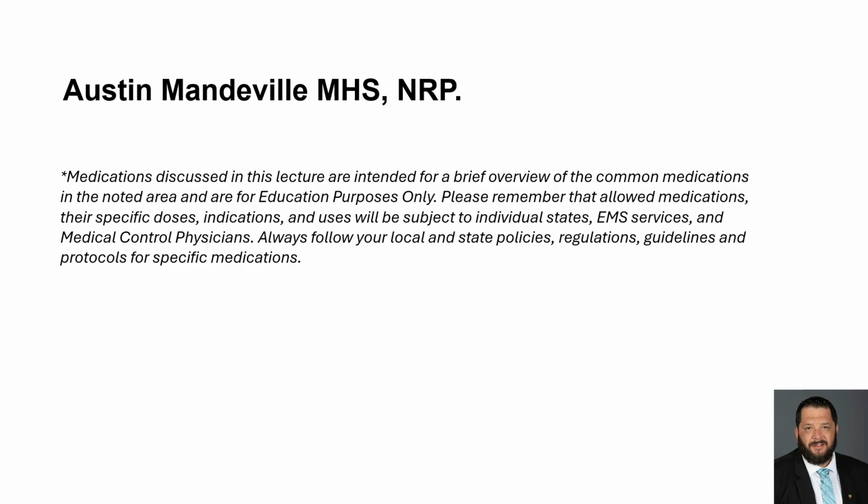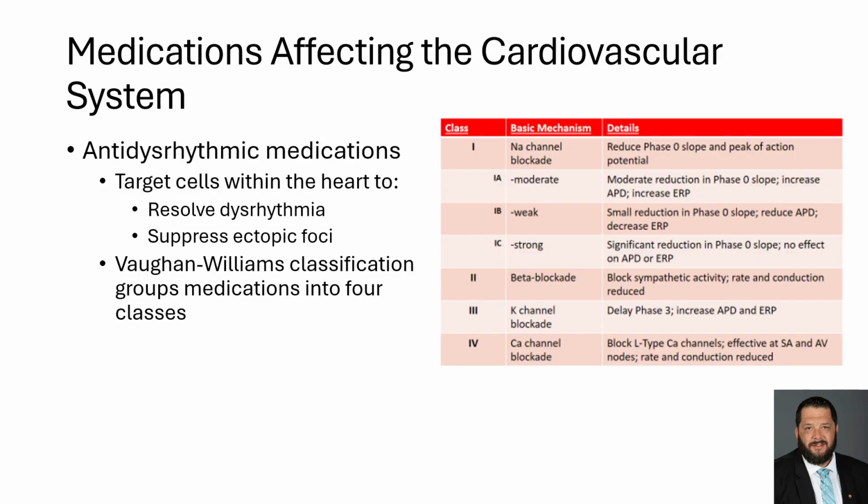service area. When we start talking about cardiovascular medications, it's important to understand their classification and how and where these medications work. For our antidysrhythmic medications, these target cells within the heart to resolve dysrhythmias or suppress ectopic foci. And that term ectopic foci means electrical activity that's originating anywhere other than the SA node. The Vaughan Williams classification system groups medications into four classes, class 1 through 4.